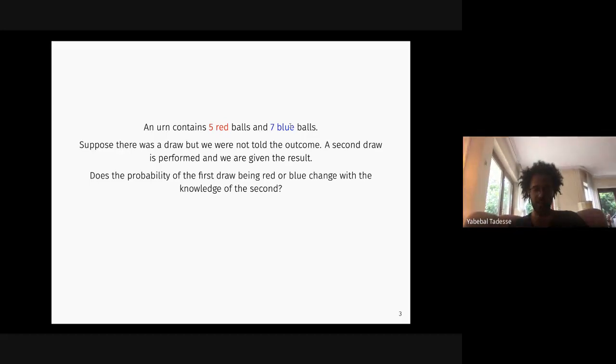Now the question I'm asking you is: does the probability of the first draw being red or blue... So you would have to take it in your mind. First, somebody just drew a ball. It could be blue, it could be red, and you should assign a probability. What is the probability of being blue? What is the probability of being red? But you don't need to say it. You just keep it in mind.